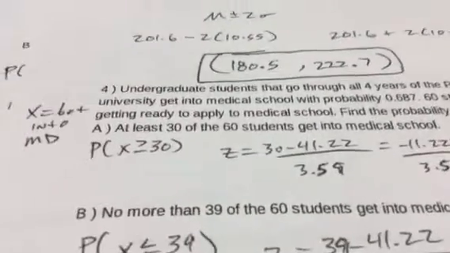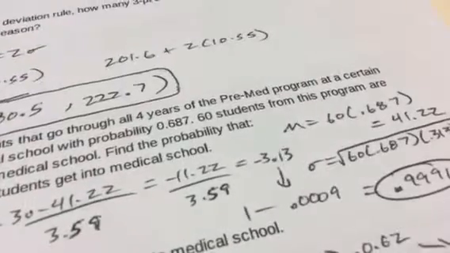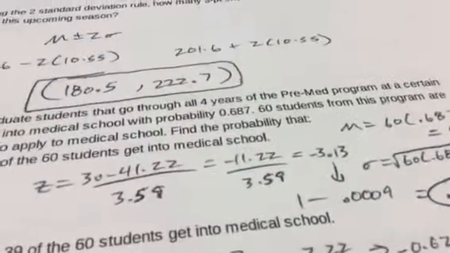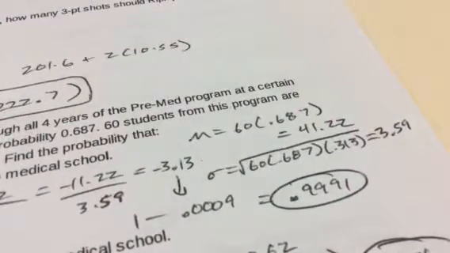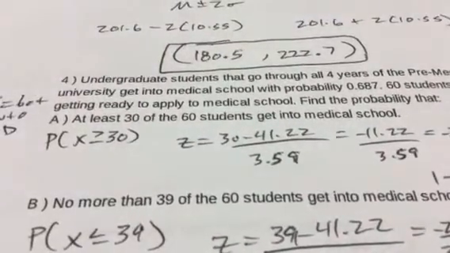Number 4, undergrad students go through all 4 years. Pre-med program, get into medical school with that probability of success. N is 60. This is just a normal approximation again. All right, find the average, find the standard deviation. 30 or more, 30 is your X.